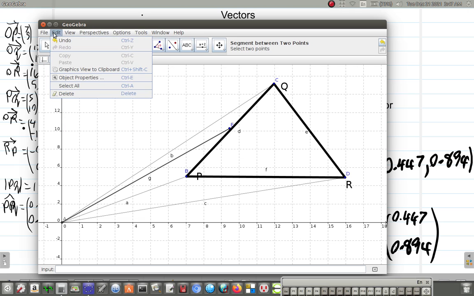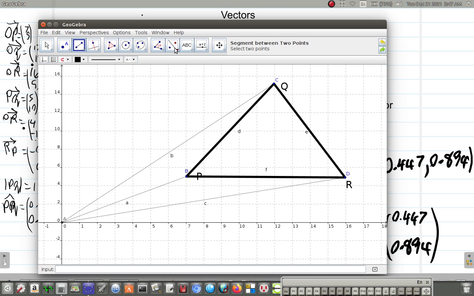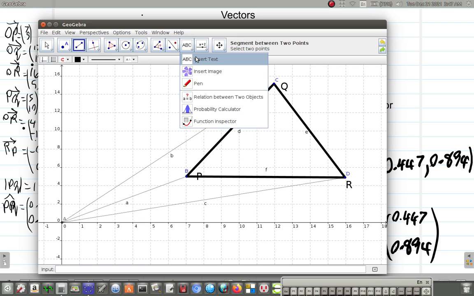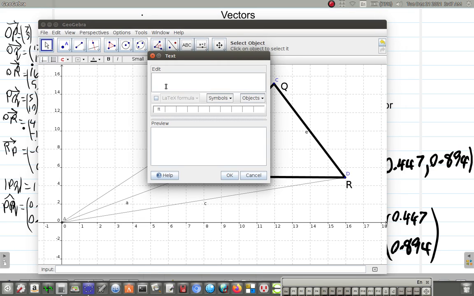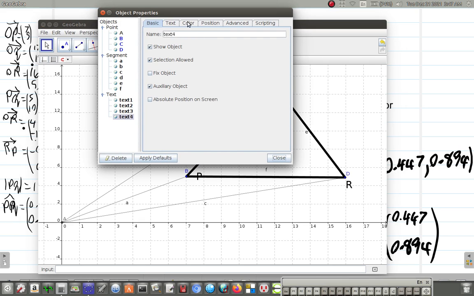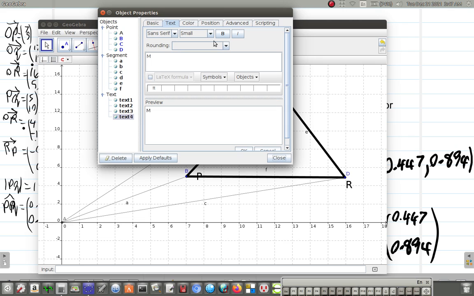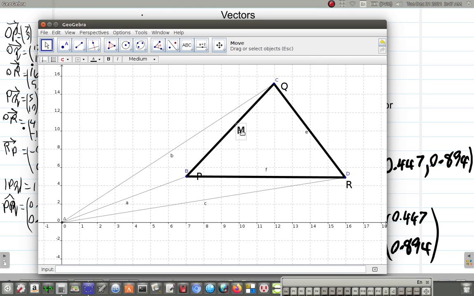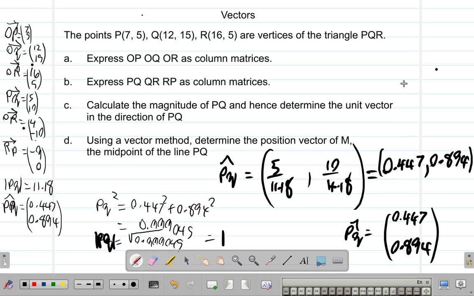So M, let's put an M there. Let's put our M right here, but we're going to move it here. We're just fixing up the M and then sliding it in place. So we want this to be medium size. Alright, so the M will be there. So it's P going up to Q and then the M in the middle.